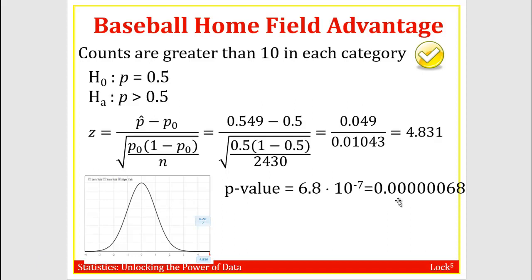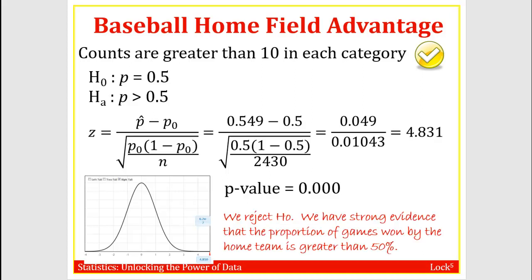0.00000068. Obviously that's super small, and it's okay if you want to go ahead and round that to 0. A p-value of essentially 0 is obviously really low, and when p is low, H0 must go. So for our conclusion, we would reject the null hypothesis. We have strong evidence that the proportion of games won by the home team is greater than 50%.